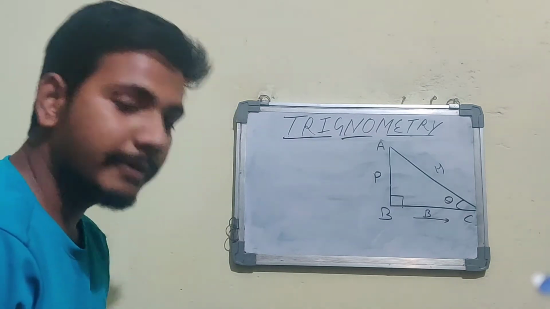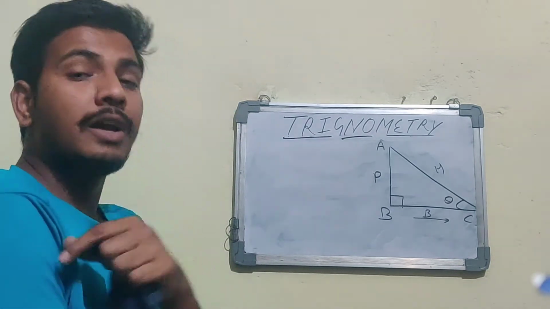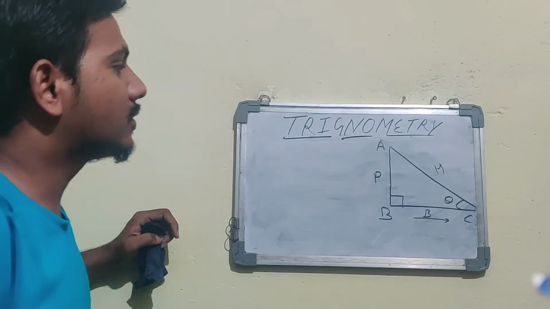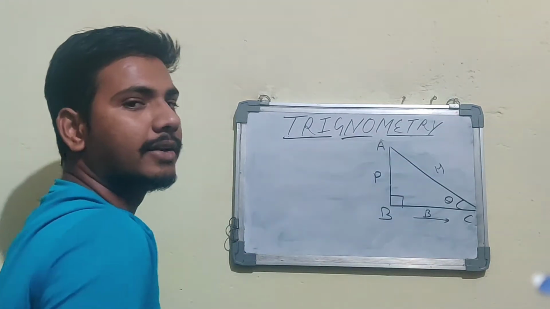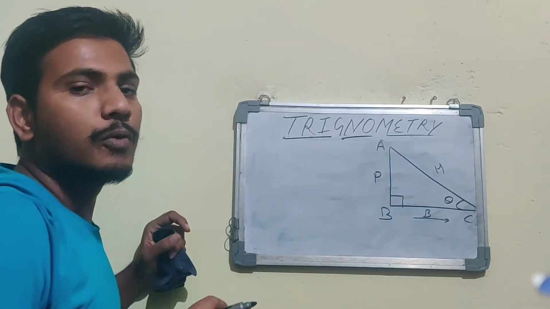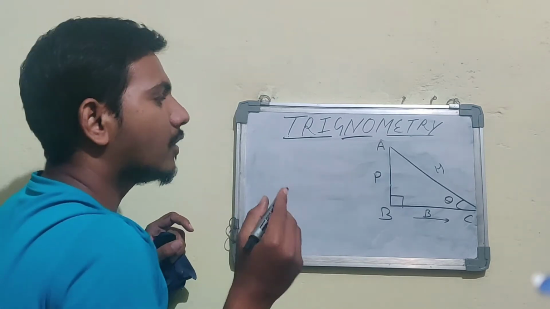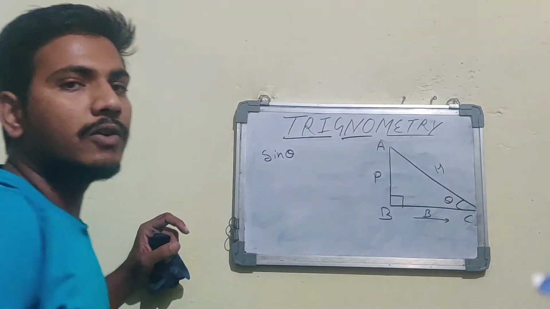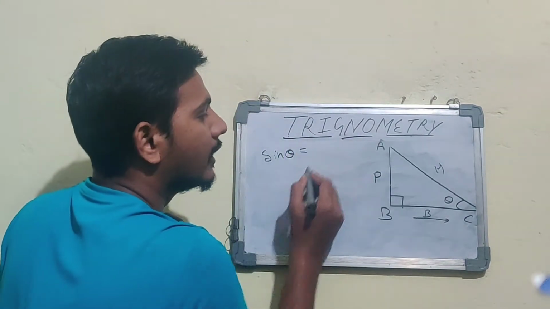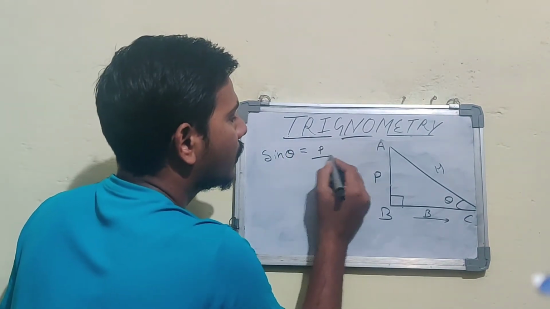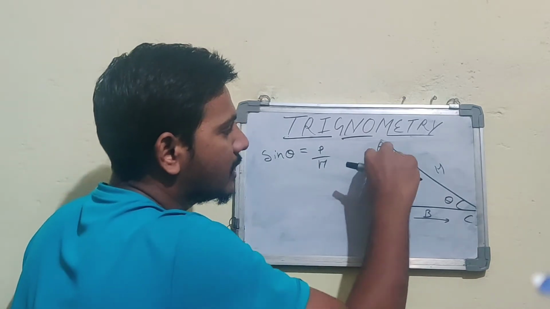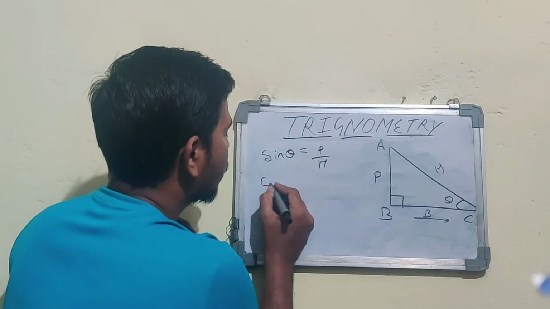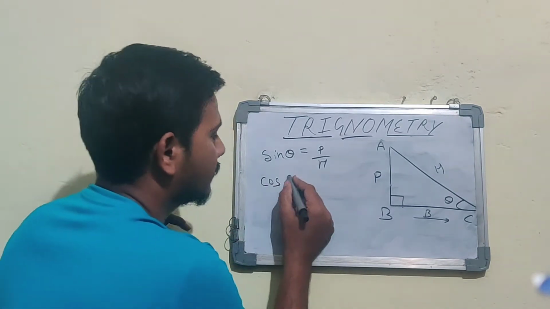Now we will study trigonometric ratios. These are the ratios of sides of these triangles. There are 6 trigonometric ratios. Now we will talk about the sine of theta. Sine of theta is the ratio of perpendicular to hypotenuse, which means this upon this. This is sine.